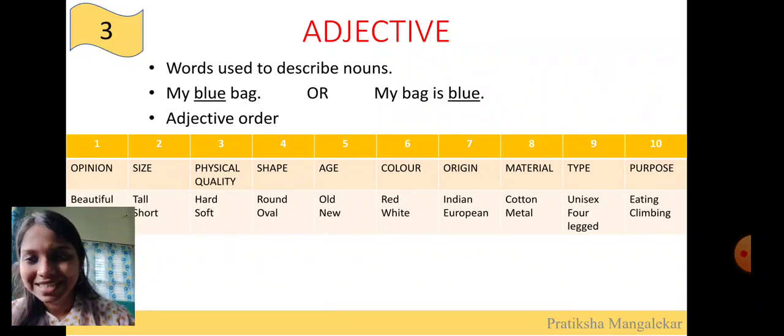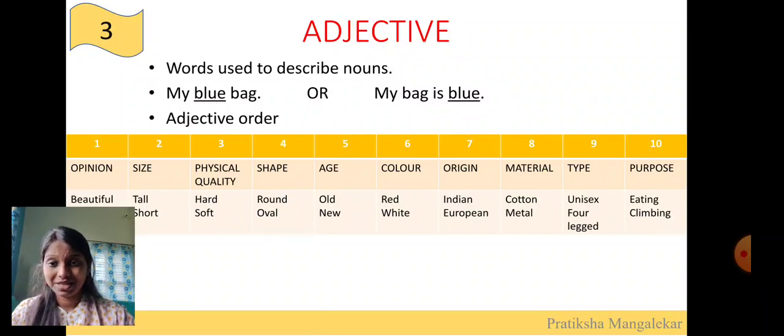With what you have just learned, let us try and form a few sentences. For example, my beautiful long white cotton curtain. It is very normal in English language to use multiple adjectives in the same sentence. However, we need to follow the adjective order. For example, my soft round new Indian pillow. With what you have just learned, can you form three sentences following the adjective order and mention them in the comments?